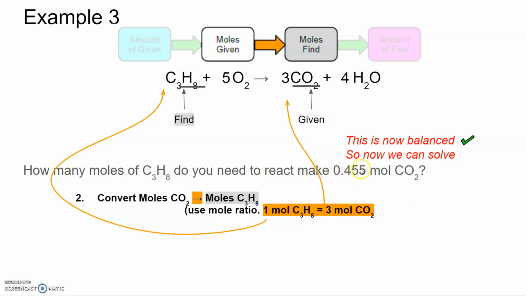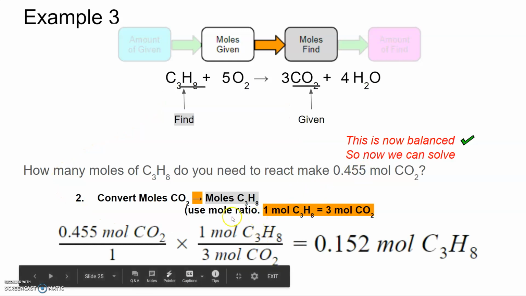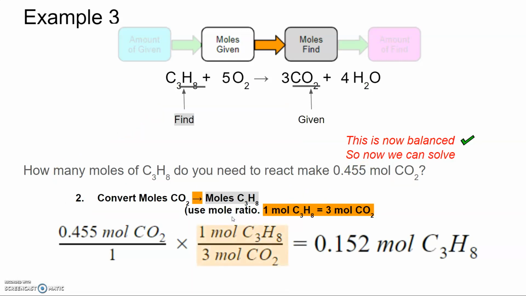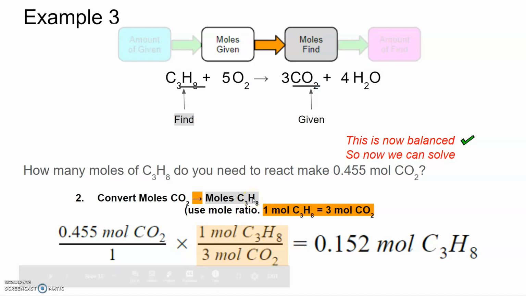To start it off, I'm going to take the 0.455 moles of CO2 and put it over 1, so what I'm given over 1. And then for the conversion factor fraction, I put the 3 moles of CO2 on the bottom since I want moles of CO2 to cancel out, and the 1 mole of C3H8 goes on top since I want to keep that. And when I do my math here, 0.455 divided by 3, I get 0.152 moles of C3H8.